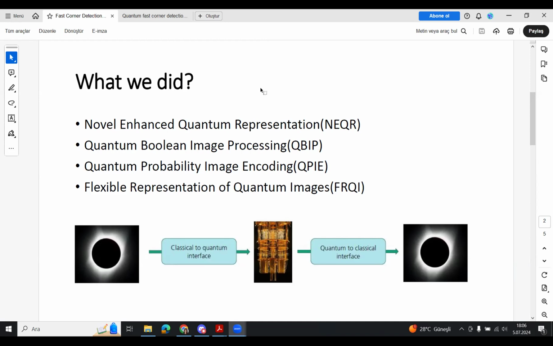Okay, third. Yeah, hi. Shimge and I worked on the quantum probability image encoding. Maybe Shimge, can you share the screen, like the presentation?